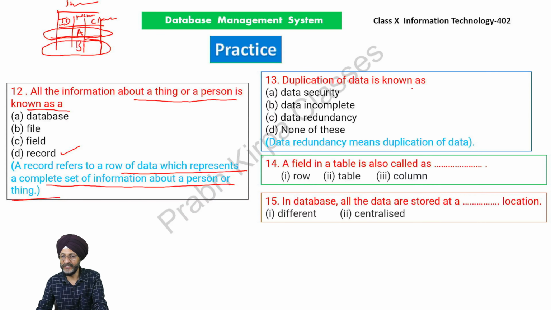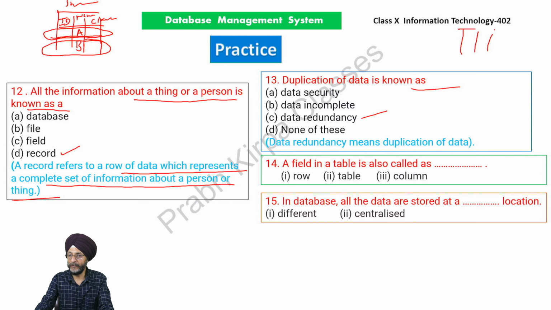Duplication of data is known as data redundancy. Data security means to secure the data. Incomplete data means, suppose there is a data table and we are to fill the values, and many of the column cells remain blank, so it is known as incomplete data. So duplication of data means data redundancy.